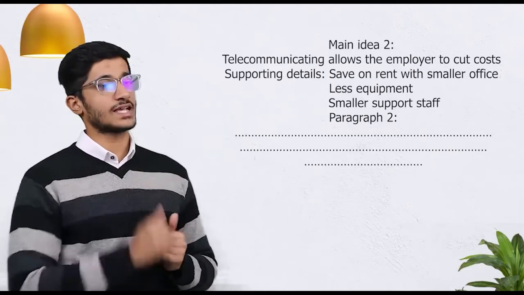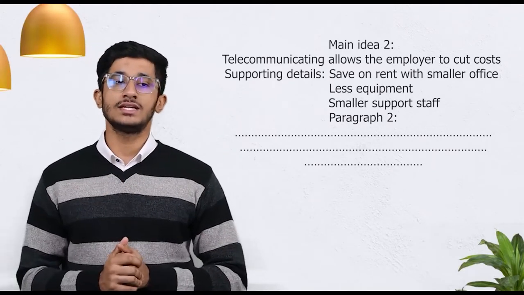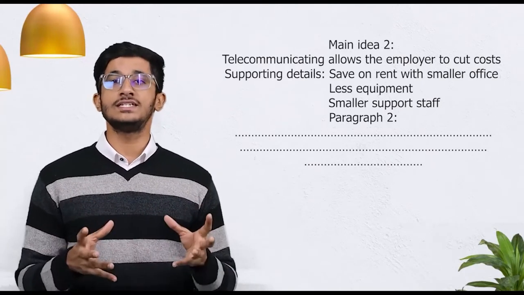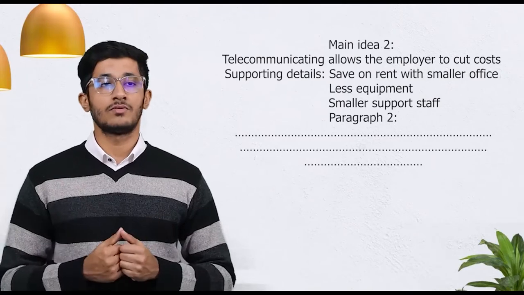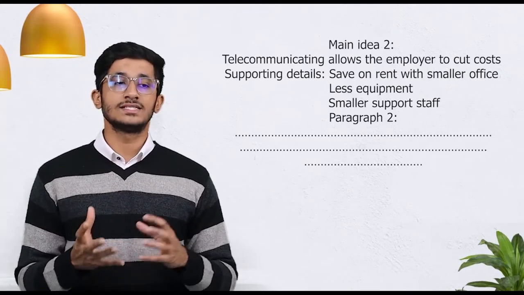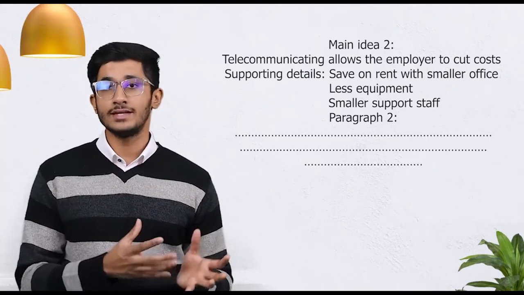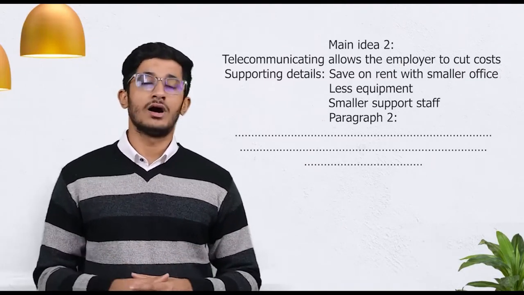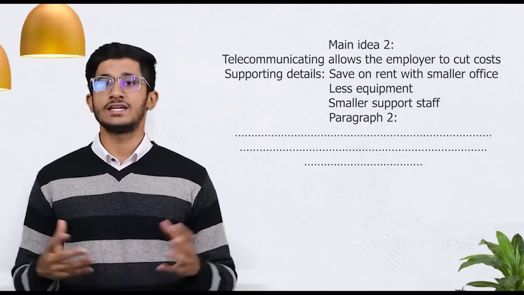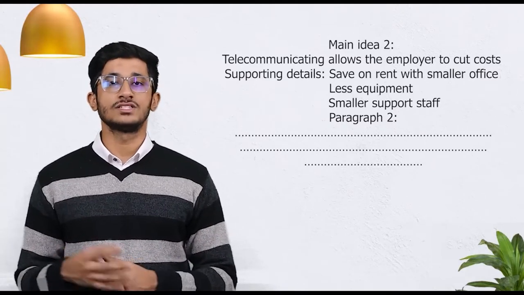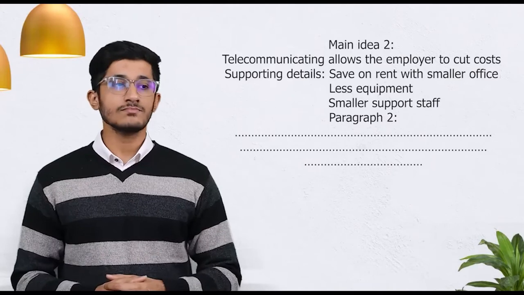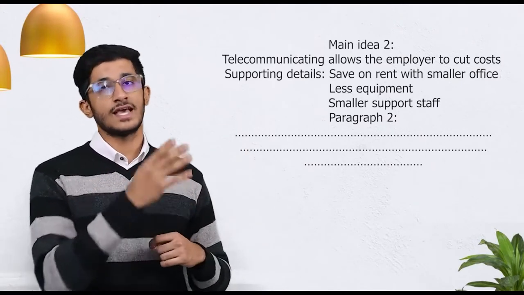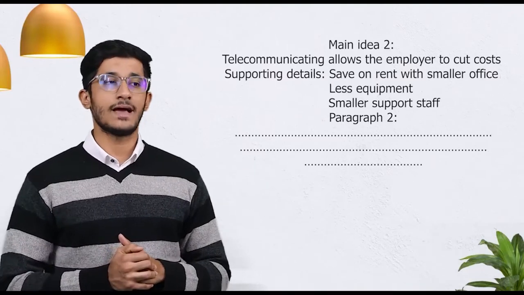So here we have the second main idea. Telecommunicating allows the employer to cut costs. The supporting details that we came up with for this one were: you can save rent with a smaller office, as most of your employees work from home; you need less equipment or less inventory; and you have a smaller support staff. So you turn this information into a paragraph, just as I have done in the previous example.